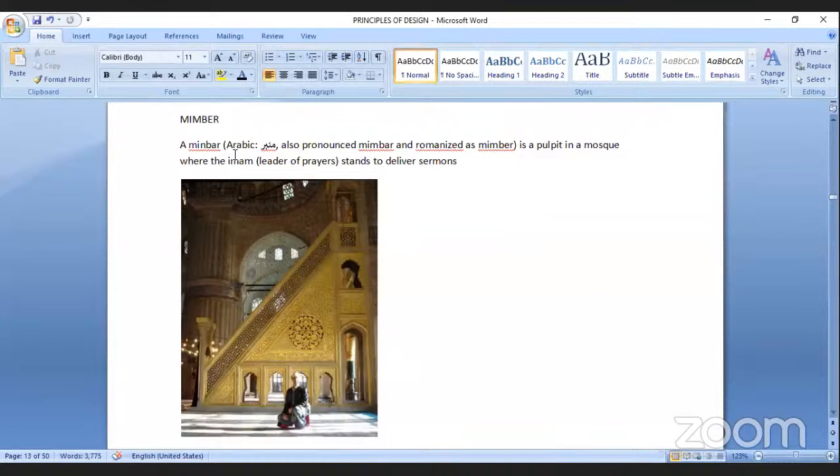Minbar. So it's not always called minbar. It's apparently minbar. Also pronounced minbar and romanized as minbar, it is a pulpit in a mosque where the imam stands to deliver sermons.